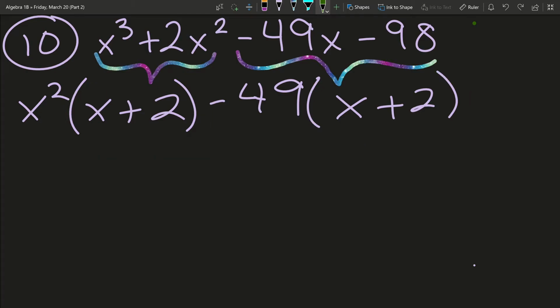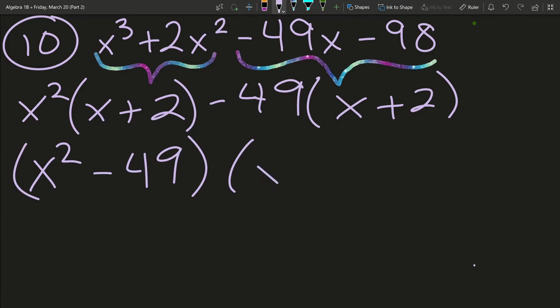So now, let's group these together. x squared minus 49 and x plus 2. Are we done with our work here? Nope, we are not. Notice that there is an x to the second power minus 49. That means there's still more work to be done.